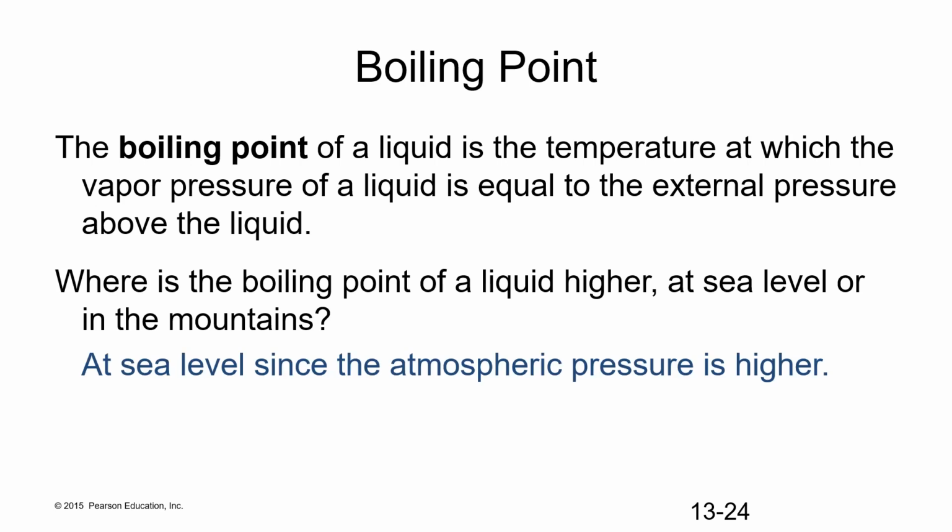At sea level, since the atmospheric pressure is higher. So up in the mountains, the pressure decreases. A lot of people think that at high altitudes there's not as much oxygen up there, and that's not true. The atmosphere has the same concentration of gases no matter where you are. The problem is the pressure up there is a lot less. So when you travel into higher altitudes, you're getting a lot less pressure.